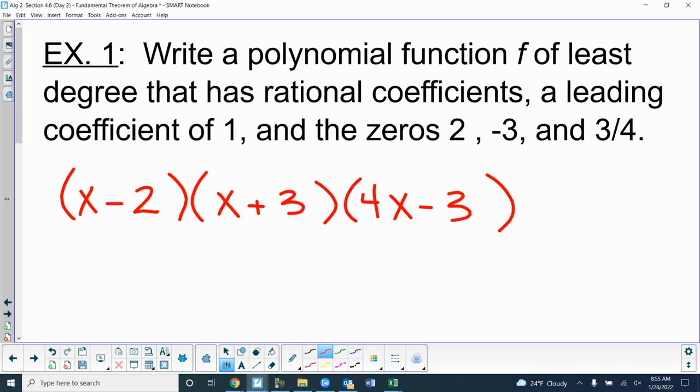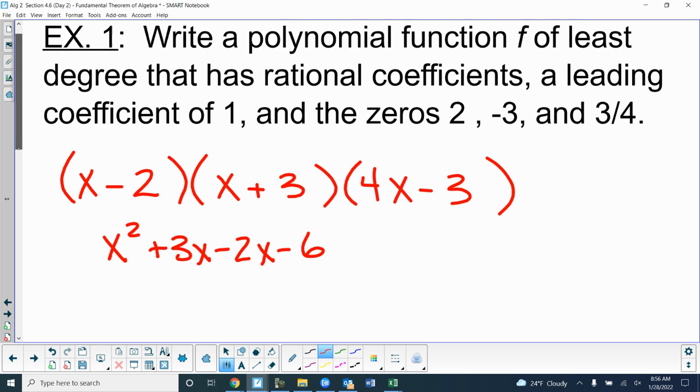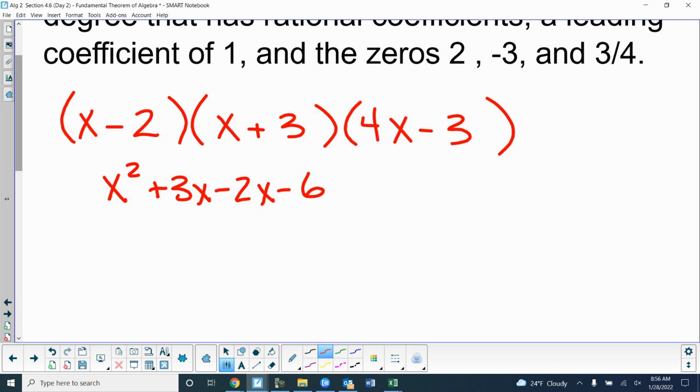Now, you guys know what to do from here. How do I multiply x minus 2 times x plus 3? We just FOIL it, right. From here, it's stuff you've already done. So I go x times x for first, x times 3 for outside, -2 times x for inside, and -2 times 3 for last. Combine your like terms, so you get x squared plus 1x minus 6. And then you have to multiply it by that third one.